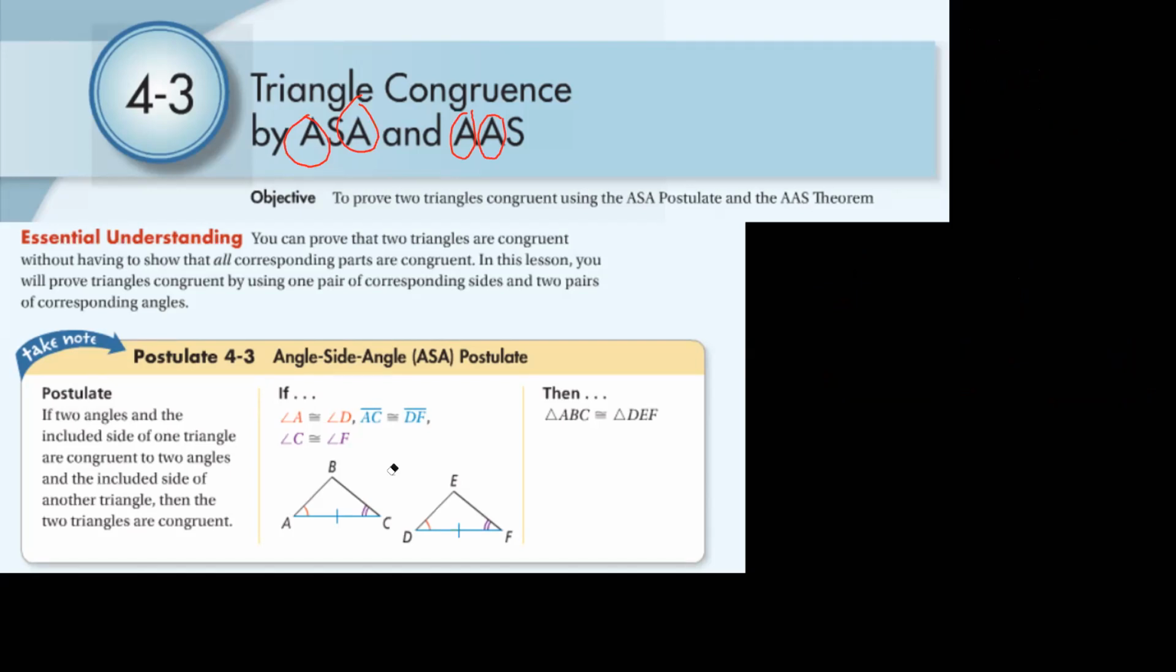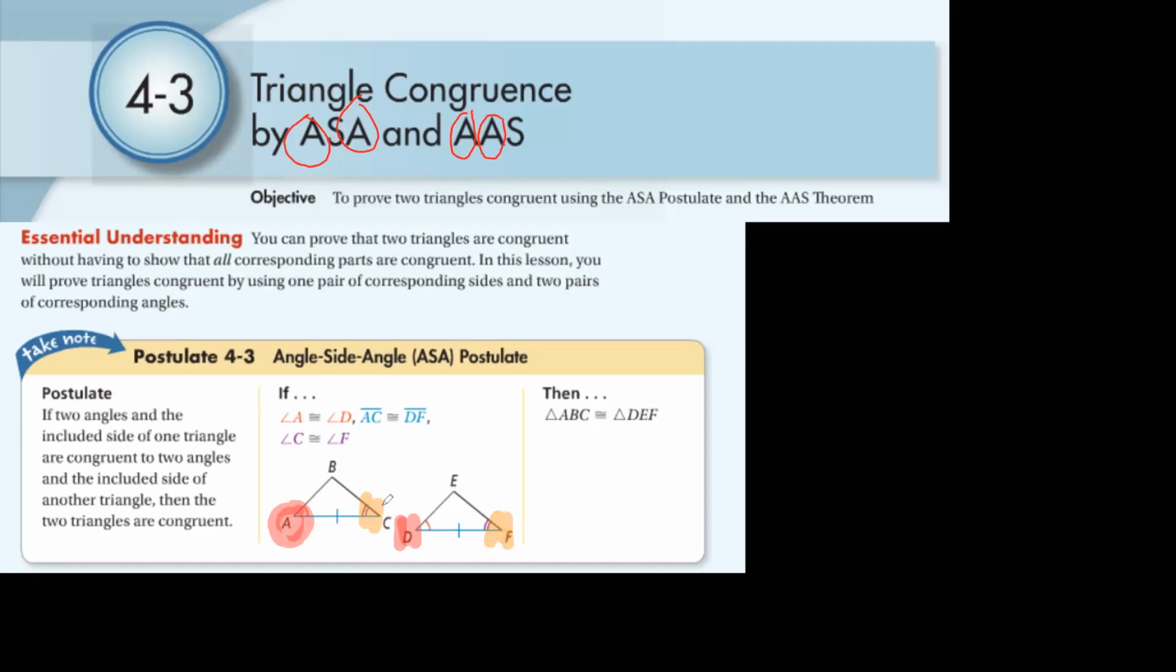Now, let's look at these two triangles, ABC and DEF. The first one here, angle A is congruent to angle D, from the question. And also, angle C is congruent to angle F.